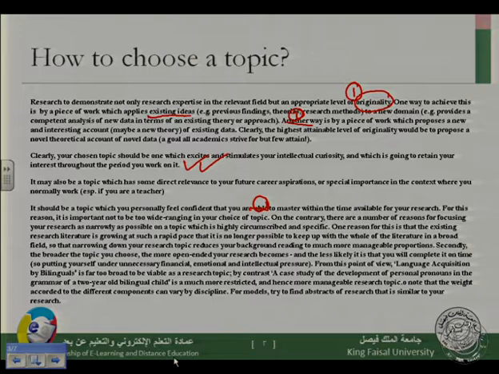Let's say that next semester you are required to produce a research within 2 or 3 months. You need to choose a topic that's doable within 2 or 3 months. Do not choose a very wide topic that cannot be done in 2 or 3 years. So this is very important.